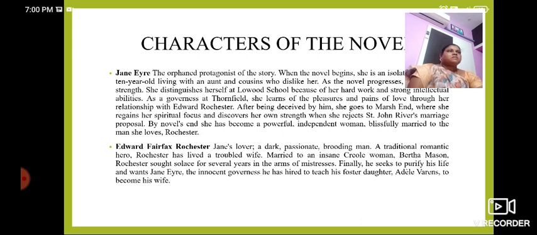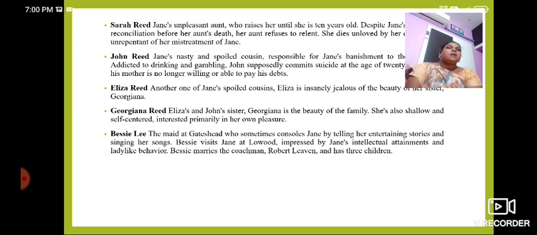Next character, Sarah Reed, Jane's unpleasant aunt who raises her till she is 10 years old. Despite Jane's attempts at reconciliation before her aunt's death, her aunt refuses to relent. She dies unloved by her children and unrepentant of her mistreatment of Jane.